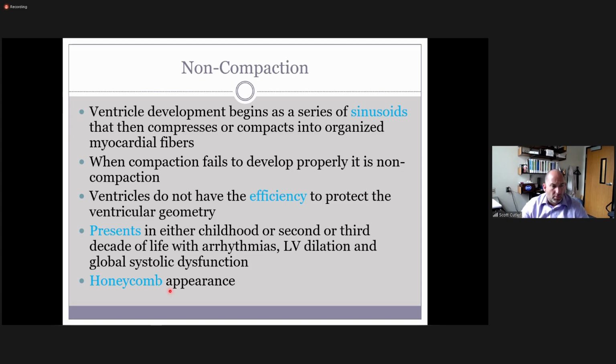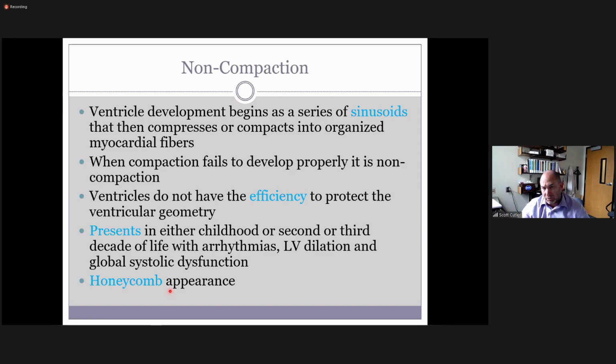Okay, so the ventricles in these cases don't have the efficiency to protect the ventricular geometry. In other words, they don't have that rigid muscular structure that holds things together as it should. While we've got the trabeculations, they are bunches of muscles, but they're not really working together as they should. And so the actual wall is quite thin and weak. Okay, so that becomes a problem. If you're looking at actual volume, that's why they initially categorized it as a dilated cardiomyopathy, even though nowadays some of them may be considered a hypertrophic cardiomyopathy. Again, it presents in early childhood or the second or third decade of life.